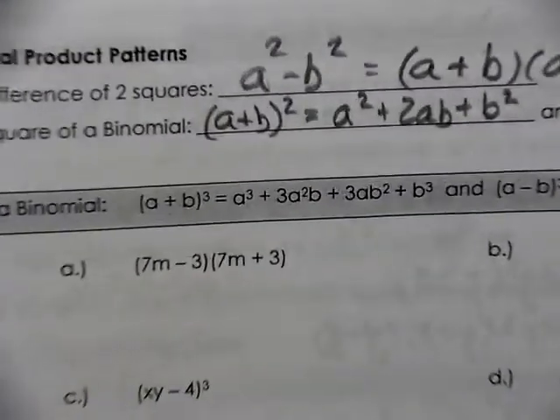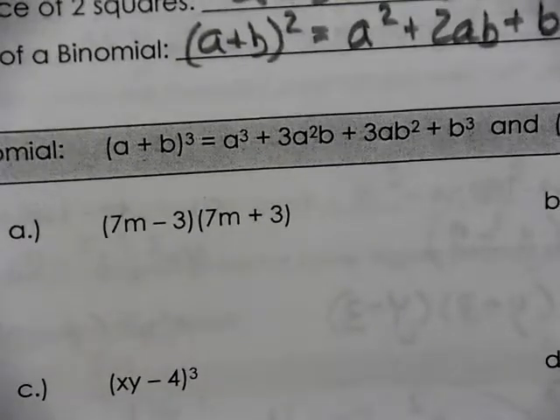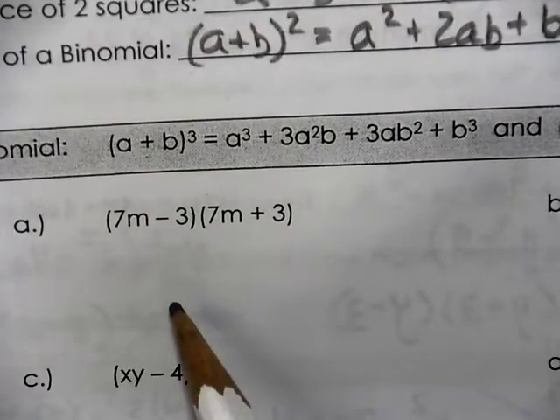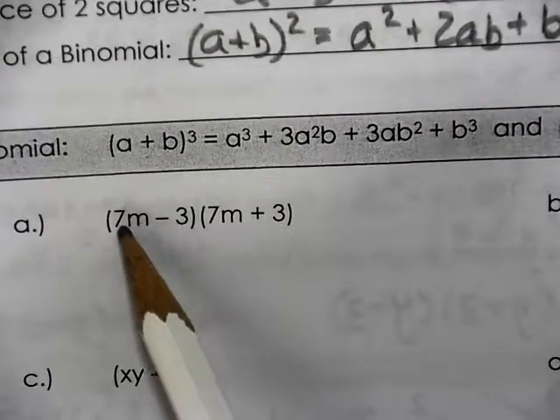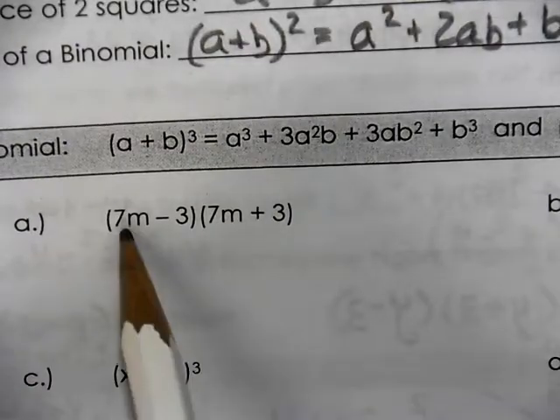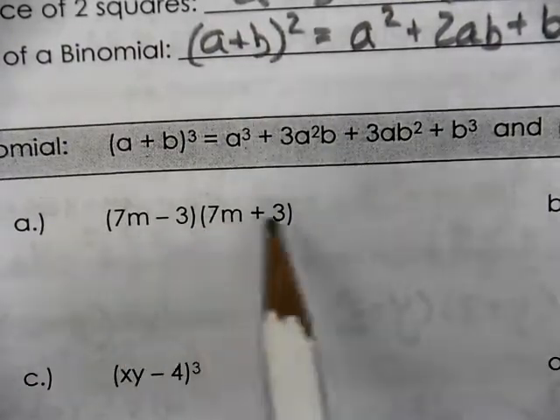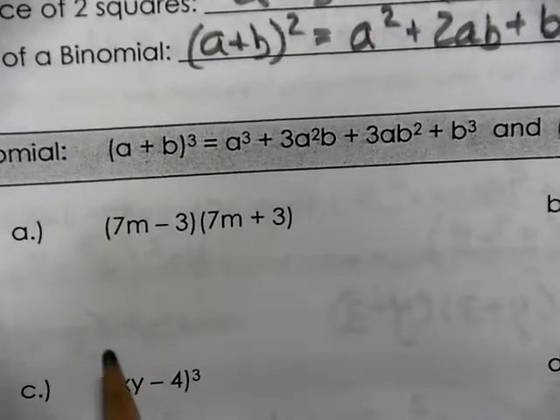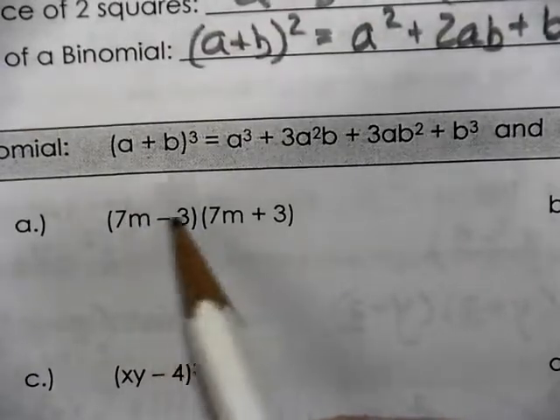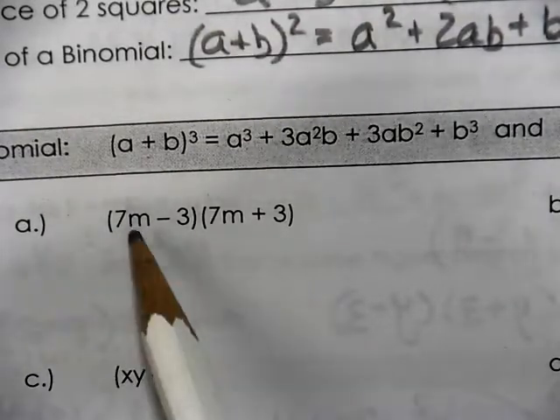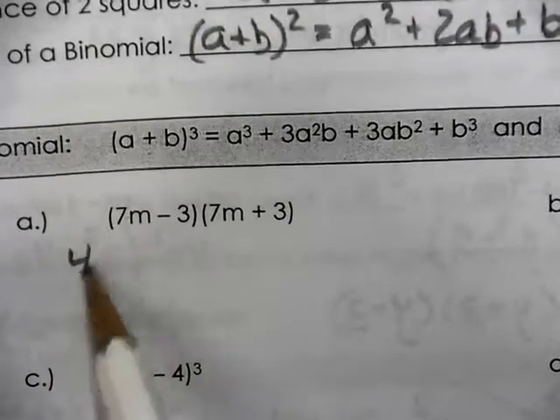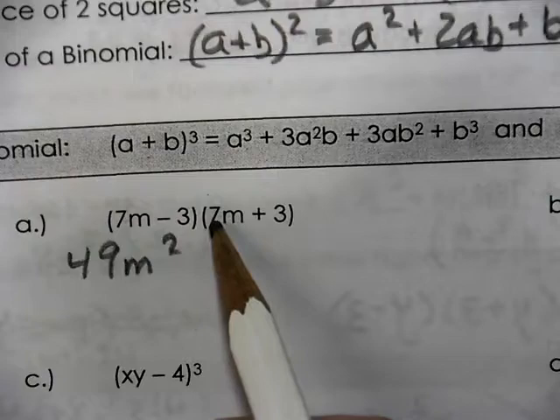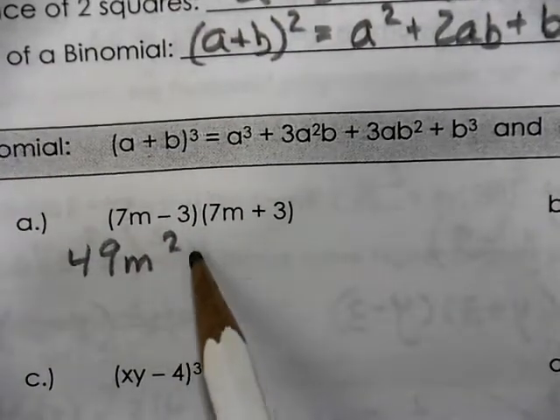Alright, let's try these. We're going to multiply these two together. Well, we could do it the long way, where we multiply them out for the FOIL format, but what I want you to recognize is that these are opposites of each other. They're considered conjugates, right? So the middle terms always cross out. So you get your first terms to be 49m squared. You'd get a positive 21 and a negative 21. Those would cross out, and you'd be left with a negative 9.